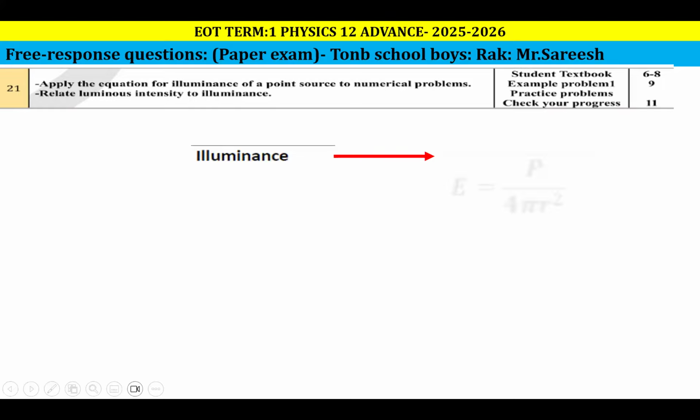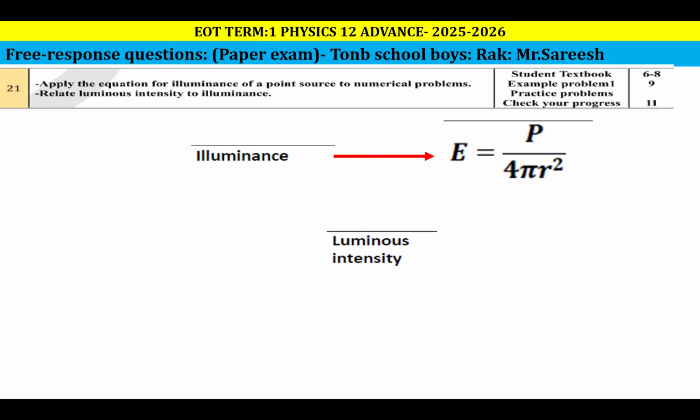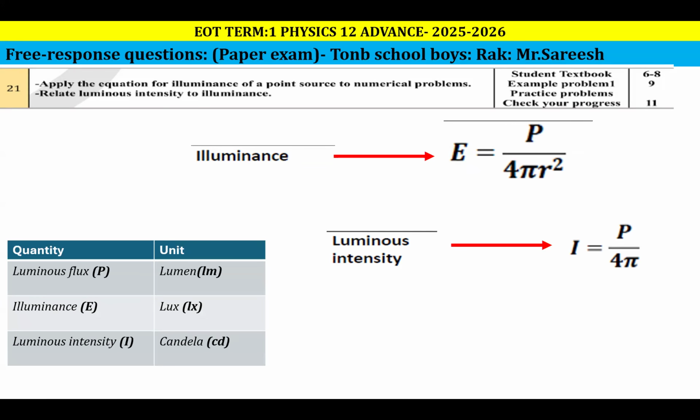First one, illuminance can be found by using the formula illuminance E is equal to luminous flux divided by 4 pi r square. And luminous intensity can be found by luminous intensity I equals P divided by 4 pi. And when we get a question, sometimes you might be confused about what is represented by each letter. So luminous flux is represented by P and its unit is lumen. So in a question, if you are finding it difficult to understand which one is luminous flux, look for the unit lm. If the lumen is given, then you can understand that is luminous flux.